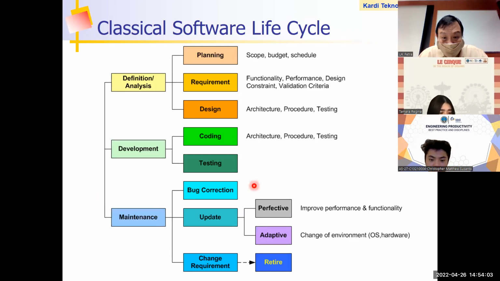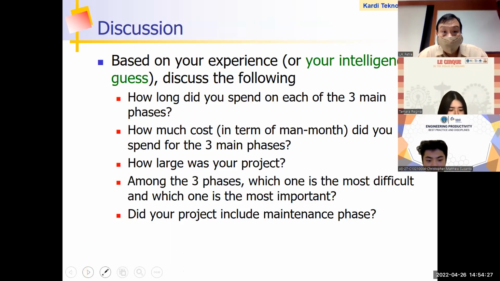Okay, so maintenance is 60% of the life cycle. Okay? 40% is here: development, analysis, planning. Yeah, this is 40%. So if you want to emphasize something, the emphasis must be on maintenance.